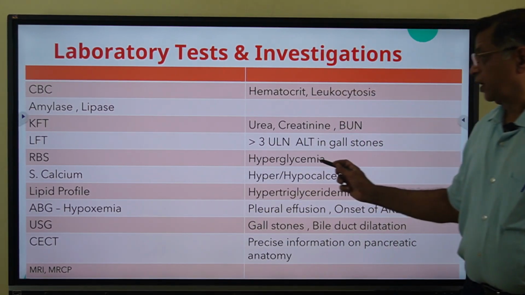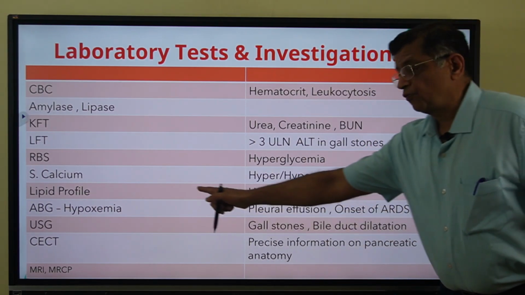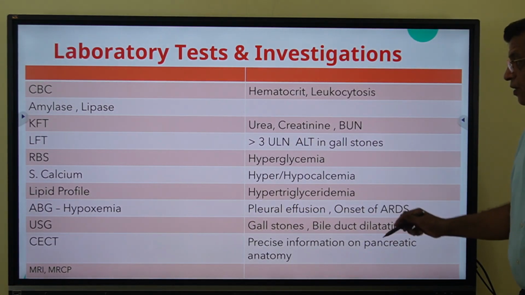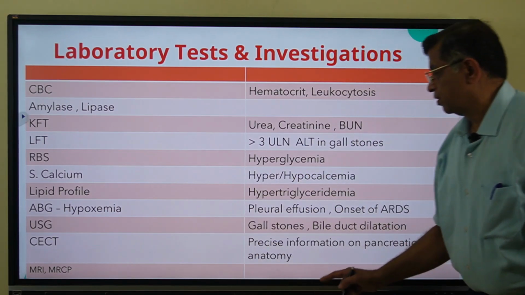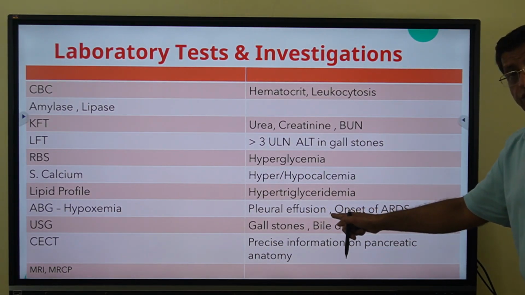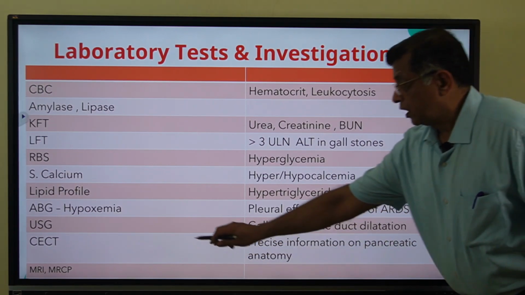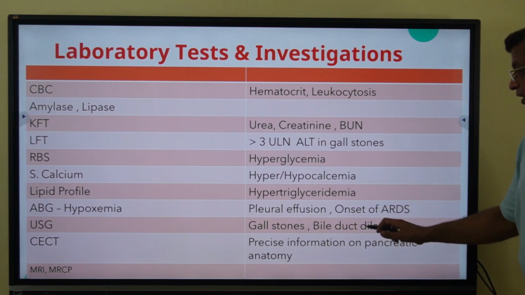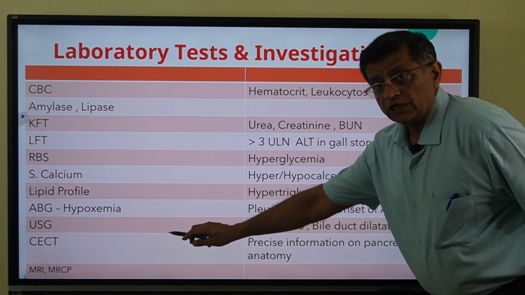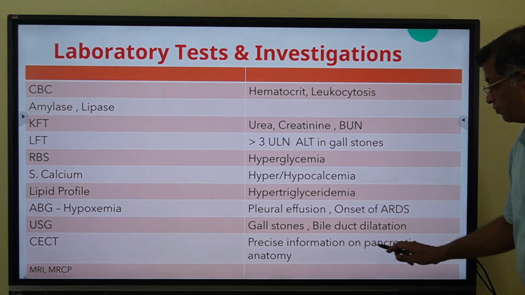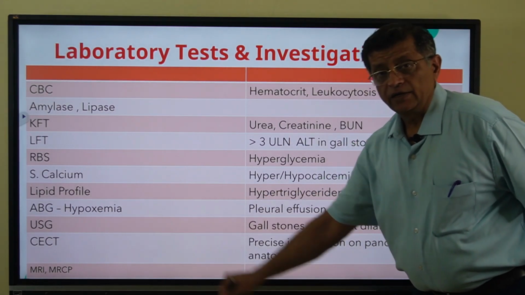Blood sugar to look for hyperglycemia, serum calcium for hyper or hypocalcemia, lipid profile to look for hypertriglyceridemia, ABG to look for hypoxemia. Hypoxemia can be due to pleural effusion or it could herald the onset of ARDS. Ultrasonography to look for gallstones, bile duct dilatation and the pancreatic anatomy. And lastly, contrast enhanced CT abdomen for precise information on pancreatic anatomy. And lastly, MRI and MRCP.